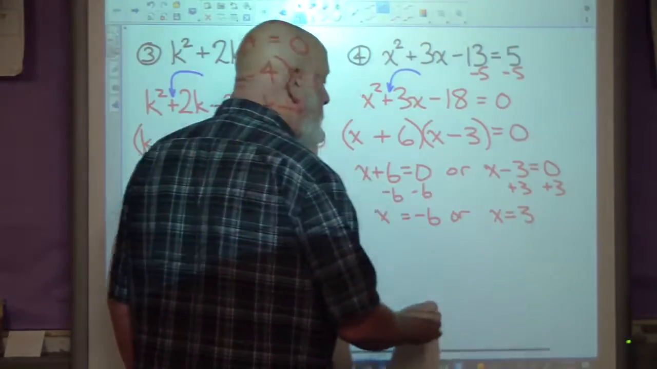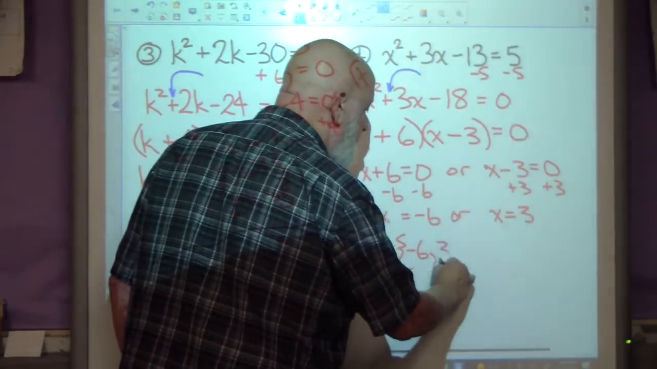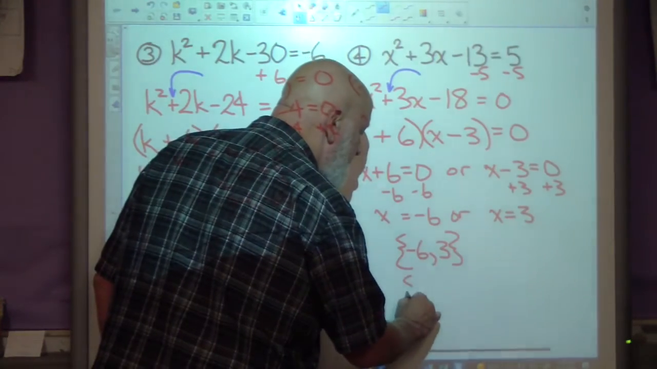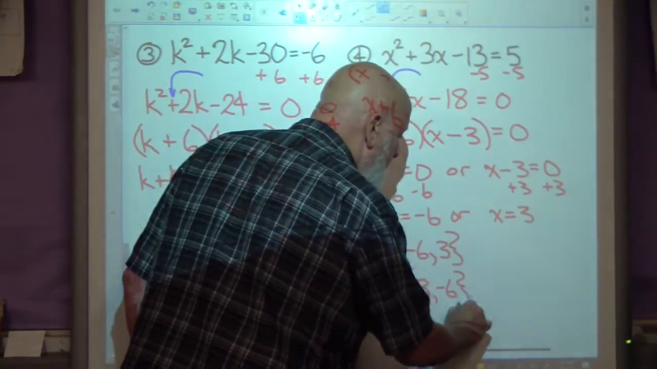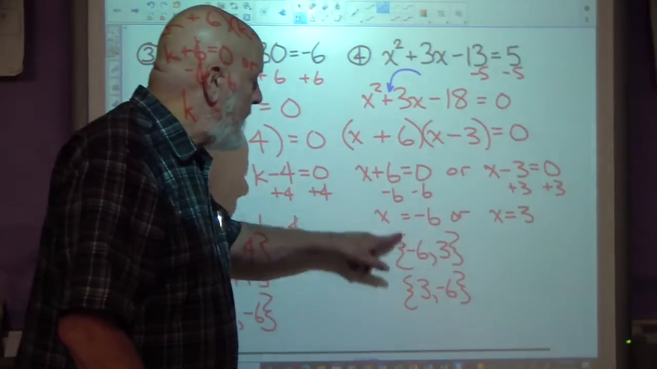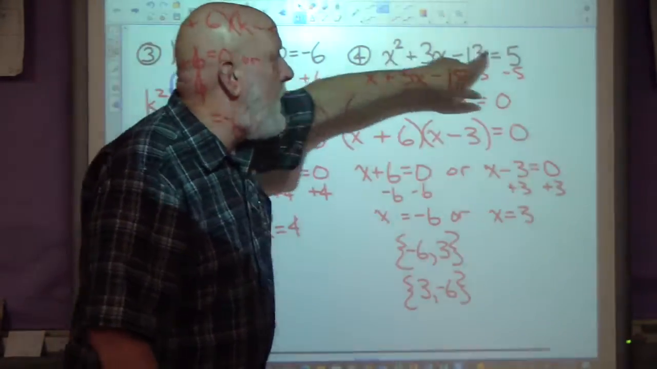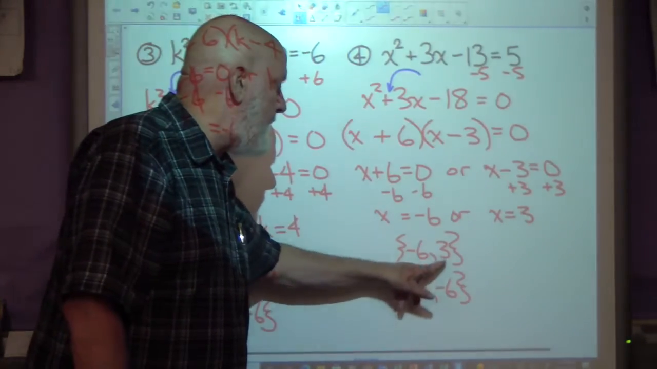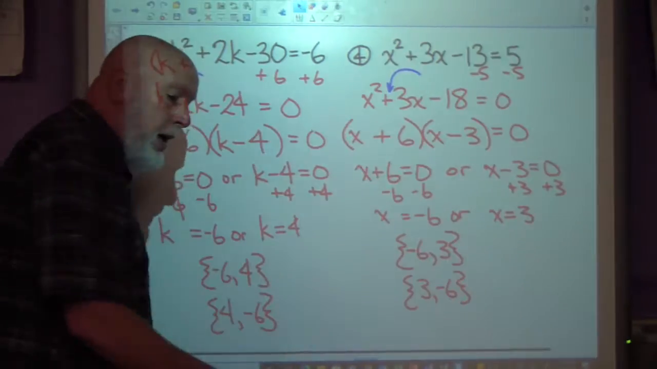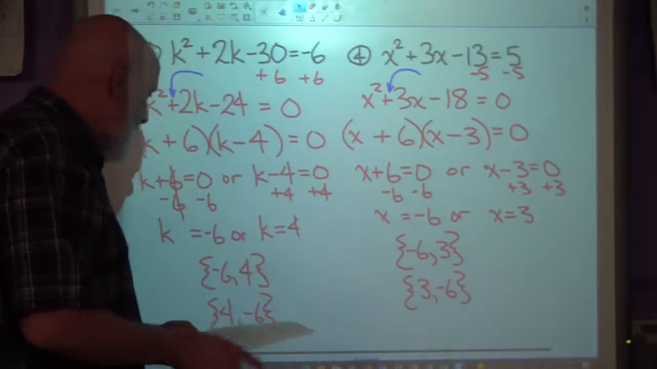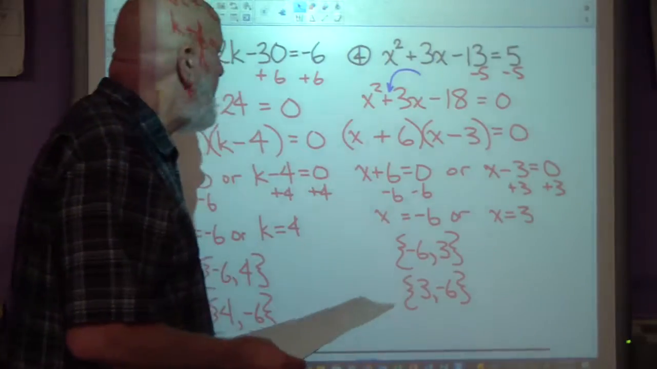Those are our solutions, and you will often see them written in set notation. And again, it doesn't matter which element of the set comes first. Those are our solutions, meaning that if I plug in negative 6 here and here, do the arithmetic, I'll get 5. If I plug positive 3 in here and here and do the arithmetic, I'll get 5. Okay. And now I've got to check to see if I got those right. Negative 6 and 3, negative 6 and 3. Yay! So there we go.